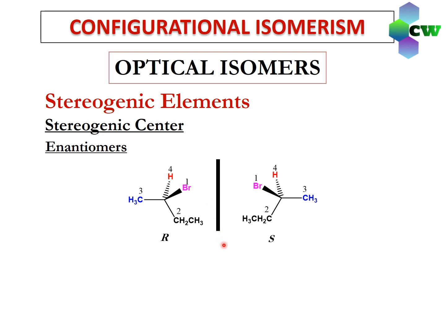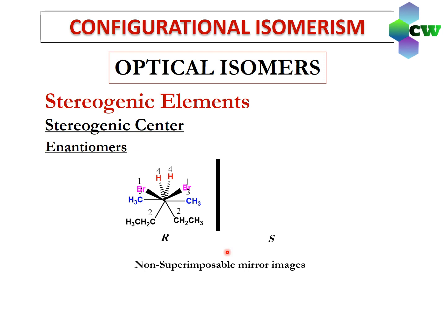And what sort of mirror image? It is a non-superimposable mirror image of this molecule. So you see, if you want to superimpose it, see the H is not superimposable upon H, Br is not superimposable upon Br, and so are the other groups. So these two are not superimposable mirror images of each other, and that is why we say they are enantiomers of each other.